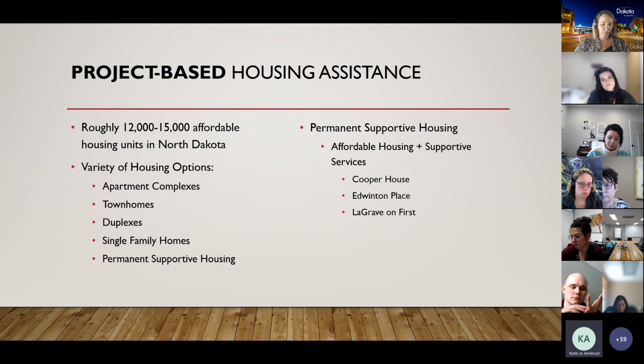I think one thing that's interesting or different, a caveat for LaGrave on First, and I do believe this means for Edwinton Place as well, is that we actually don't receive COC funds for LaGrave on First. We opted to participate in the coordinated entry system because when we went to conferences and learned about best practices for housing first and permanent supportive housing, it was well known that participating in coordinated entry was the way to get individuals who are experiencing chronic homelessness into those units.